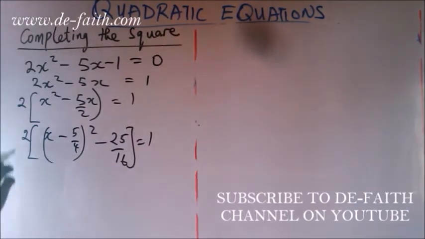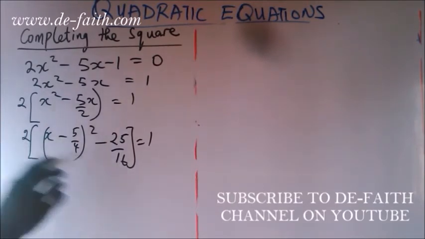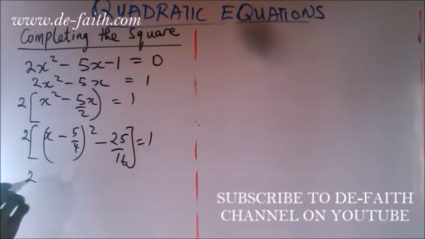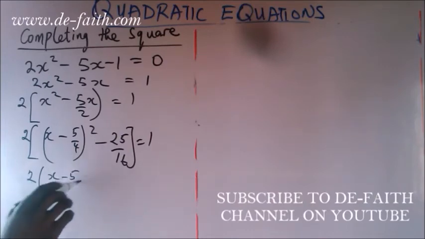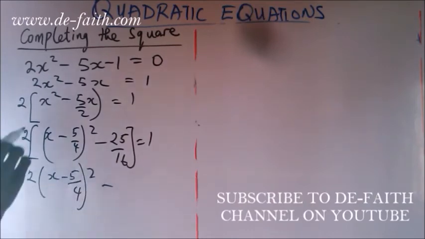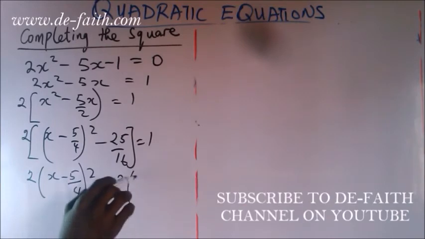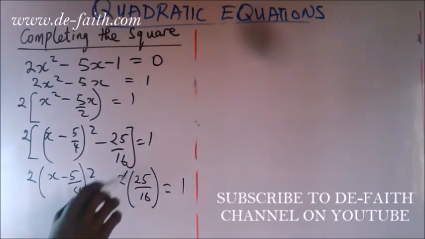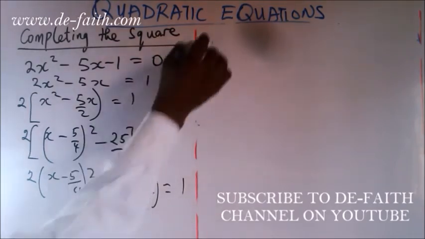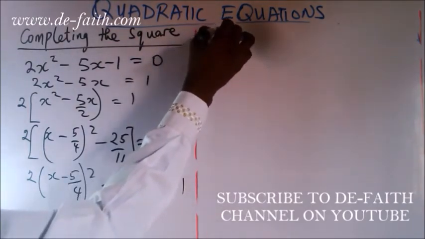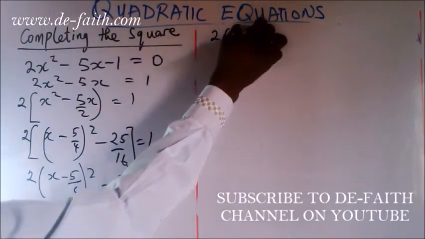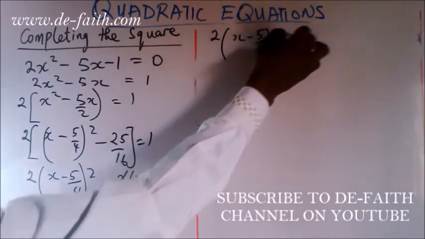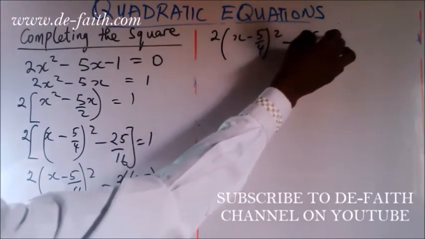Now from here, we'll use these 2 to cancel this, but we still have these 2 here because the 2 multiplies this. So 2 into bracket x minus 5 over 4 all squared minus, so we have 2 multiplying 25 over 16 equal to 1. So 2 gives us 8 here. So we are having 2 into bracket x minus 5 over 4 all squared minus 25 over 8 equal to 1.